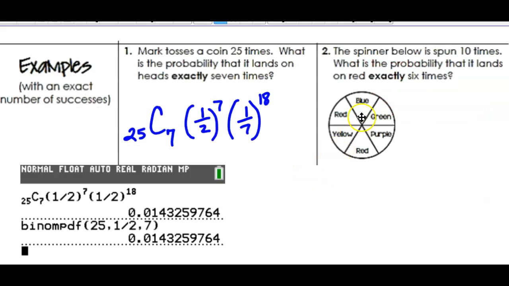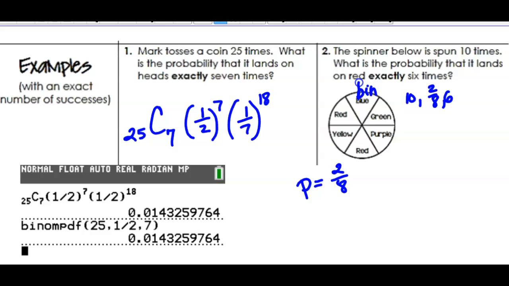So the spinner is spun 10 times. What is the probability that it lands on red exactly 6 times? So we're saying 10 trials, 6 we want to be successful, okay? The chance that it lands on red is 2 out of 8 spaces here. Is that right? 2 out of 8 is our probability of success. And you can reduce it. I'm just going to put 2 out of 8.